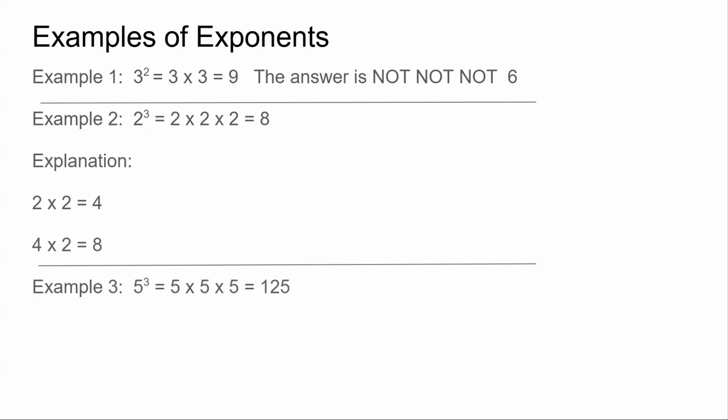5 to the third is 5 times 5 times 5. Again, it's known as 5 cubed equals 125. Here's the explanation. 5 times 5 is 25. 25 times 5 is 125.